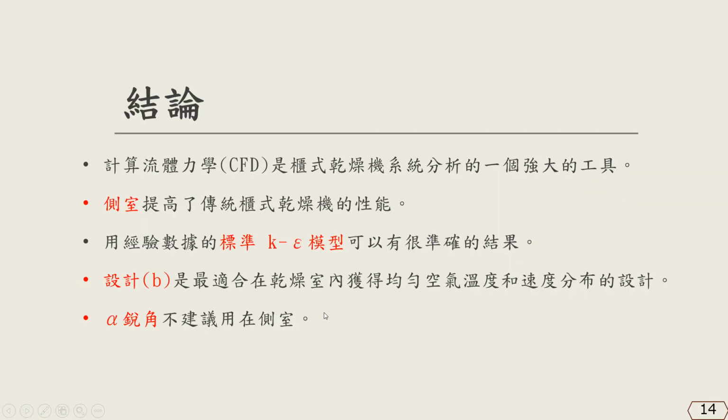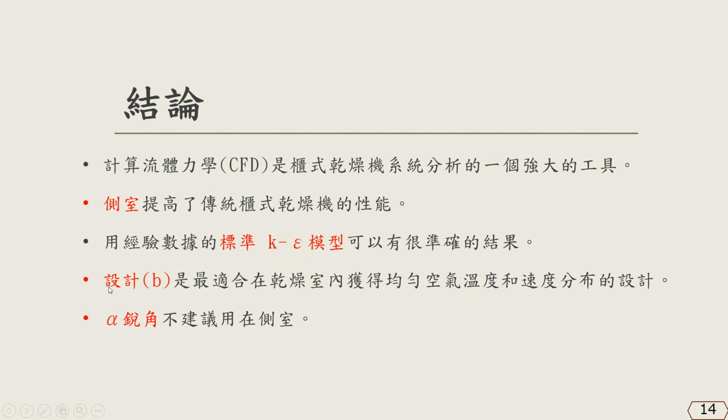Final conclusions. First, CFD was a very powerful tool for cabinet dryer system analysis. Second, the side-mounted planar chamber improved the conventional cabinet dryer well. Third, the standard K-epsilon model using empirical data showed very accurate results.